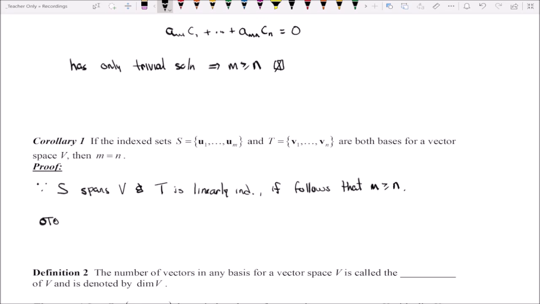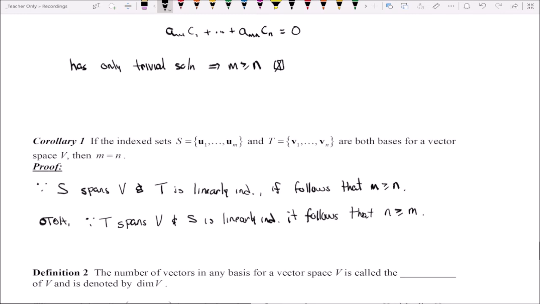On the other hand, though, since T spans V and S is linearly independent, again, because they are both bases, it follows that the number of vectors in T must be greater than or equal to the number of vectors in S. Well, there's only one way both of those statements can be true, and that is for the number of vectors to be identical.